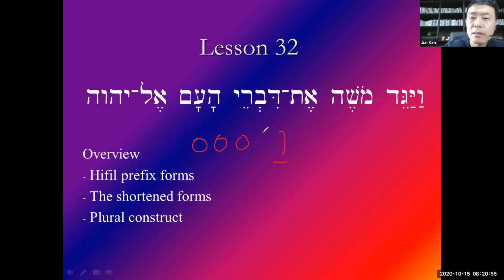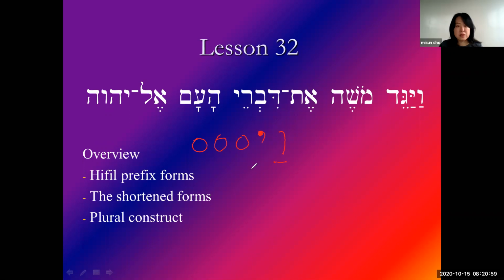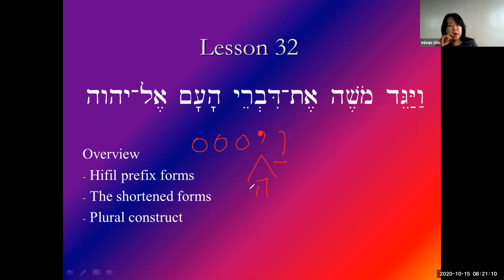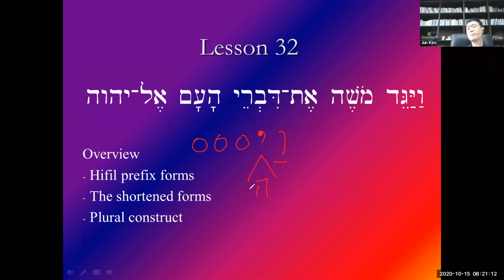Let's say yod, and then we expect he. Am I right? Prefix formative he. Then can you guess this? When the he is sandwiched by two different consonant sounds, then he tends to be missing because the he sound is not strong enough. So this is what we are going to see today.